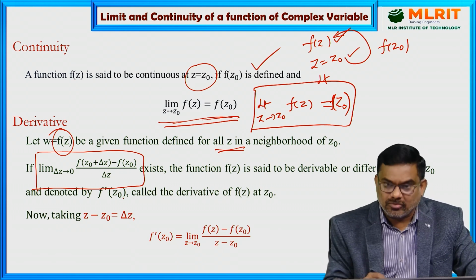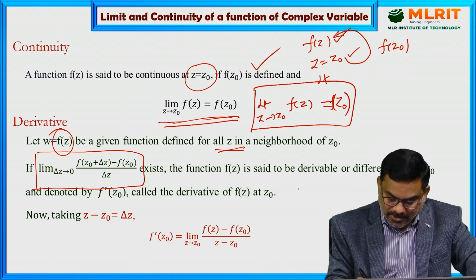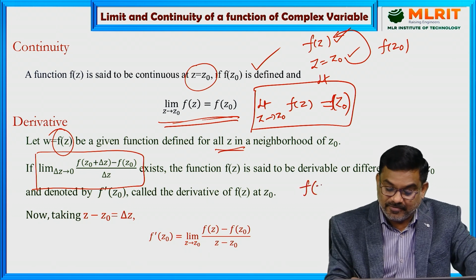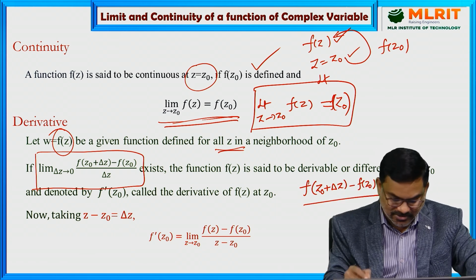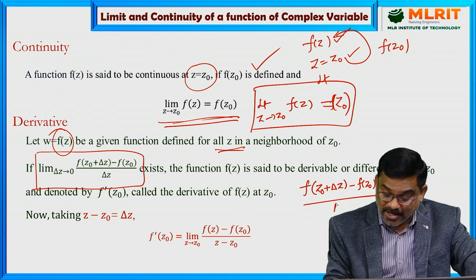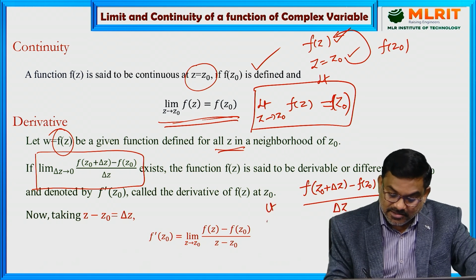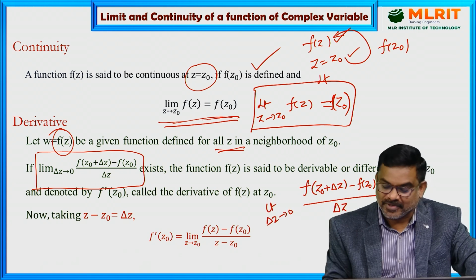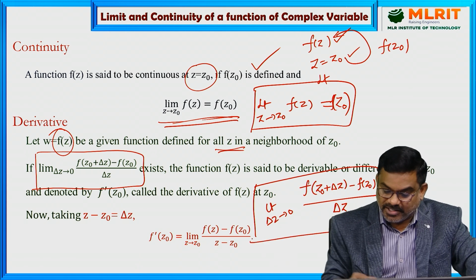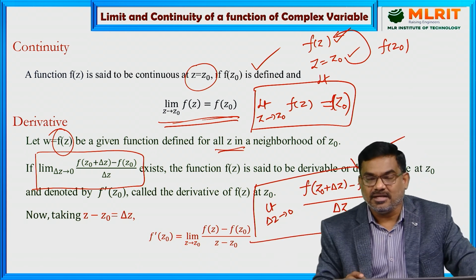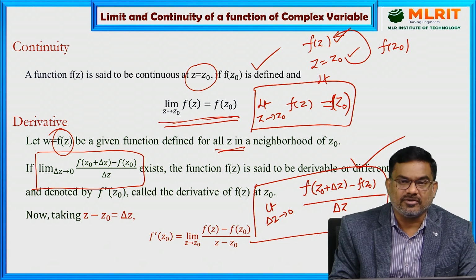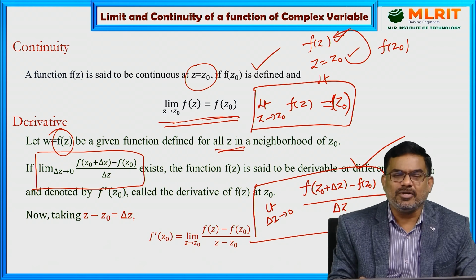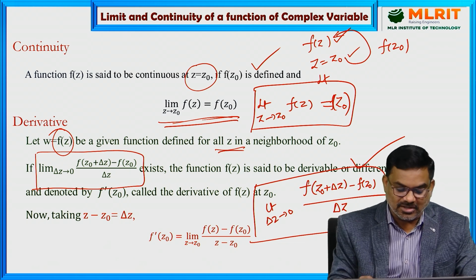So, how do we define this derivative? Simply, let us consider the difference between f of z0 plus delta z and f of z0. So, this delta z is the change in z, and as delta z tends to 0, let us find this value. If this value exists, then the function is said to be derivable at the point z equal to z0. Simply derivable or differentiable, and which is called the derivative.